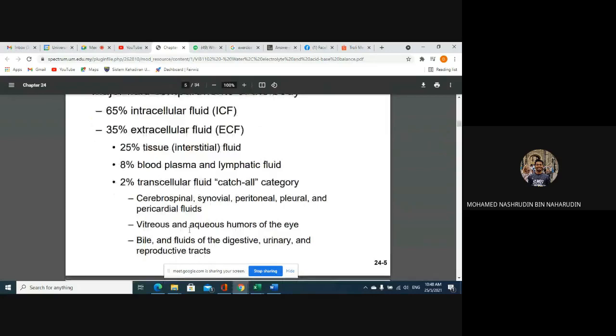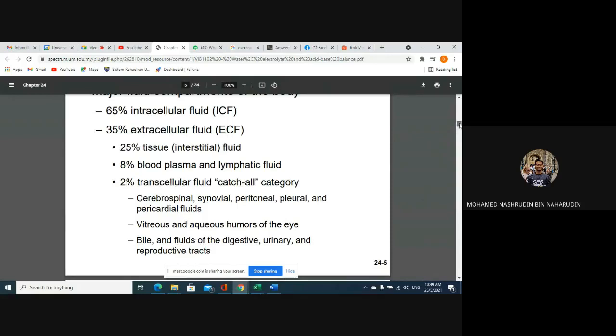And then the next within this 2% of transcellular fluid is the vitreous and aqueous humors of the eye, fluids within the eye socket and also inside the eyeball, and then also bile and fluids of the digestive, urinary and reproductive tract. That constitutes this 2% category of transcellular fluid.